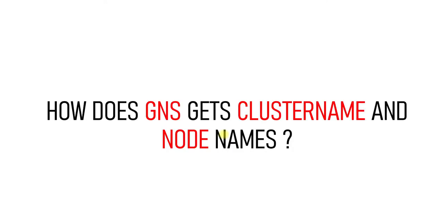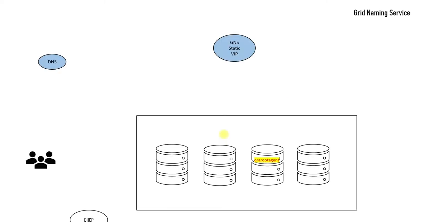So let's move on. Now the question comes: how does the GNS get the cluster name and node names? That is the big question. How does it collect that information so it can pass it down to the DNS and eventually to the users? If a new node is added, let's say, how is that information collected? This question will be resolved in the next slide.